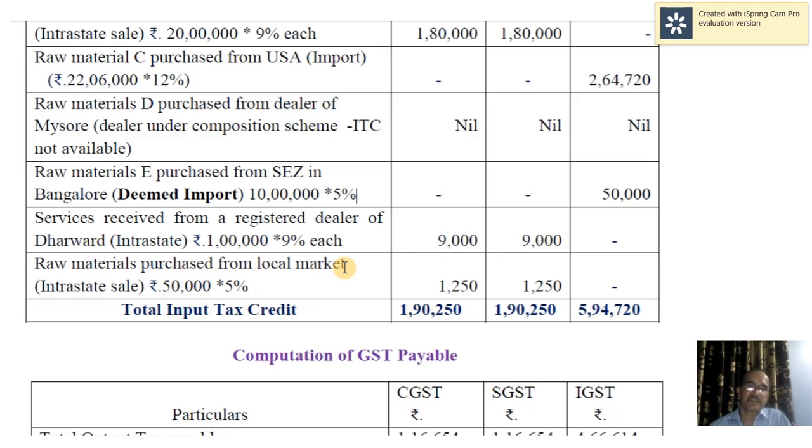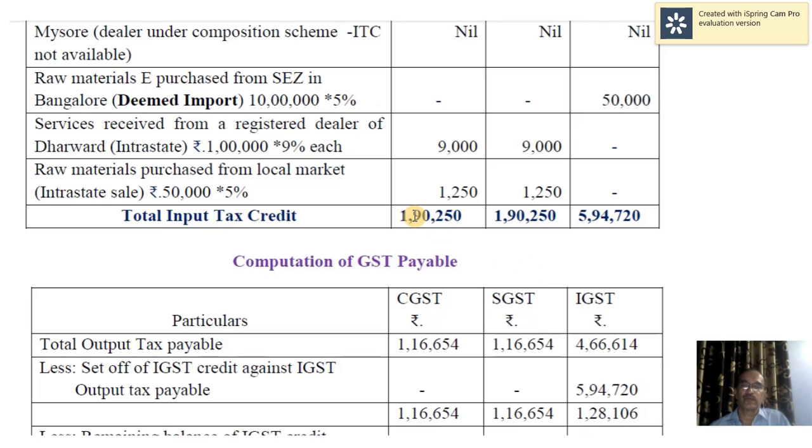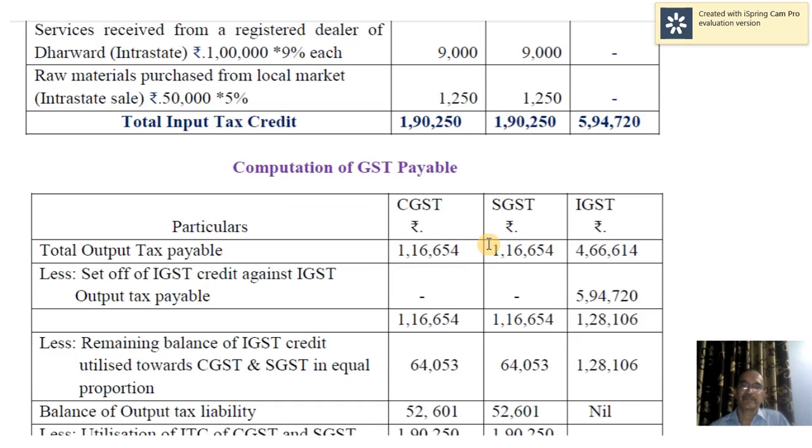Raw materials purchased from local market, it's an intra-state transaction. It's 50,000 into 5%. So 1,250 and 1,250. Now if you calculate the total input tax credit, 1,90,250 and 1,90,250, and in the case of IGST, 5,94,720. Now let us compute the GST payable.